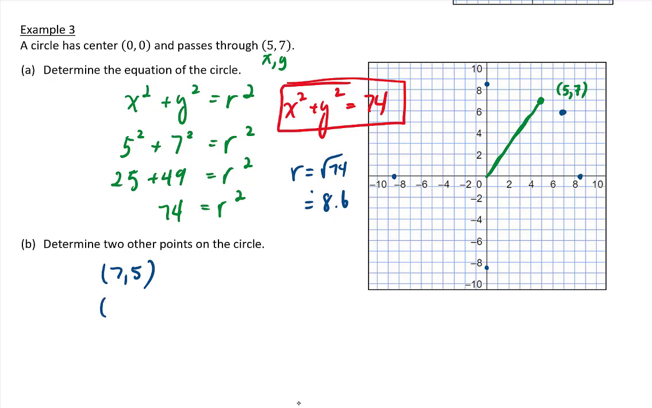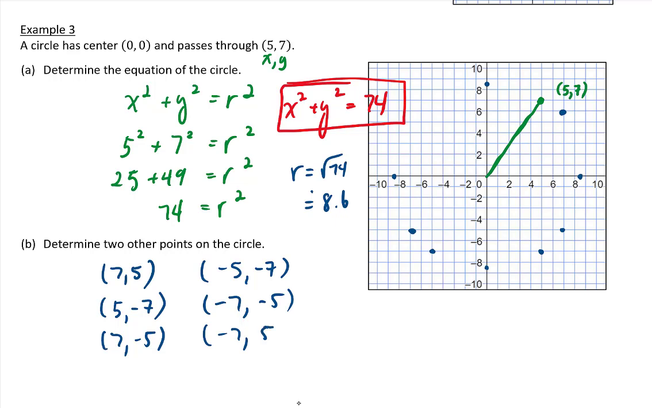I could do (5, -7), or (7, -5). That would be these points here. So here's (7, -5). And here is (5, -7). I could also take (-5, -7), and (-7, -5). That would be these points here. So (-5, -7). (-7, -5) is here. And notice I'm starting to create a circle again.